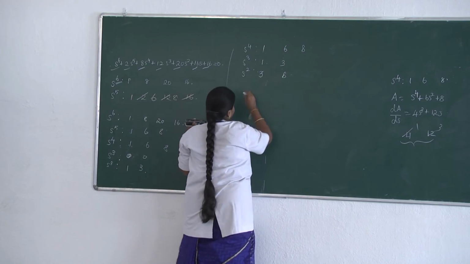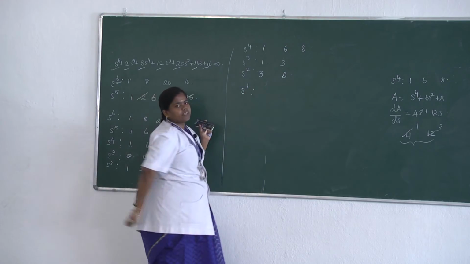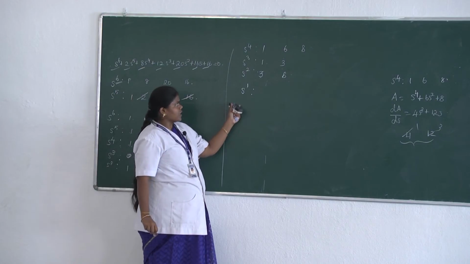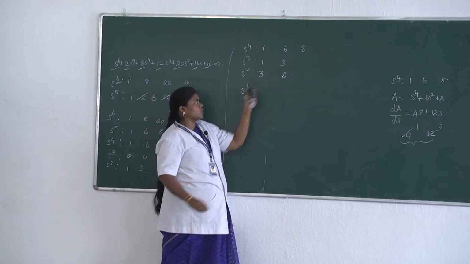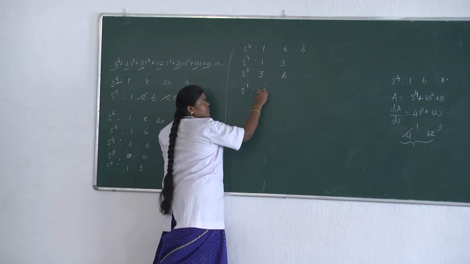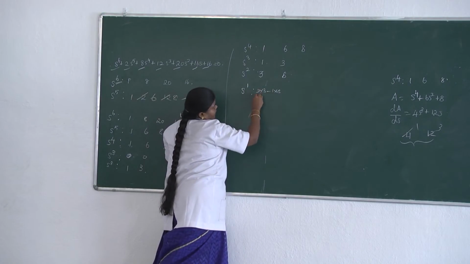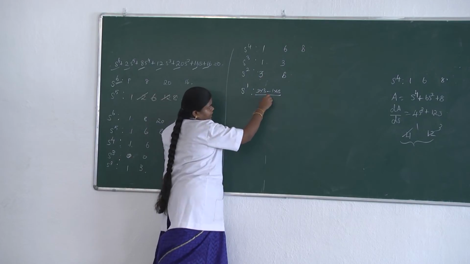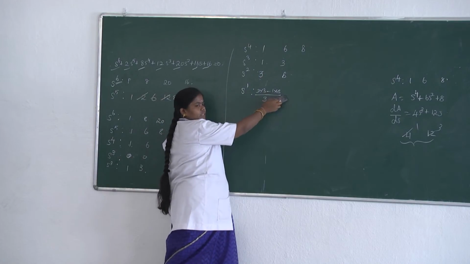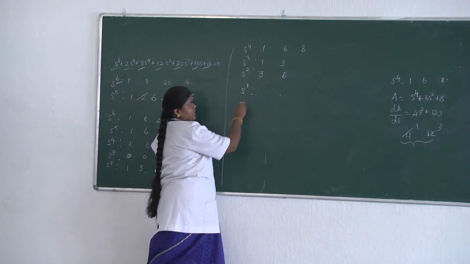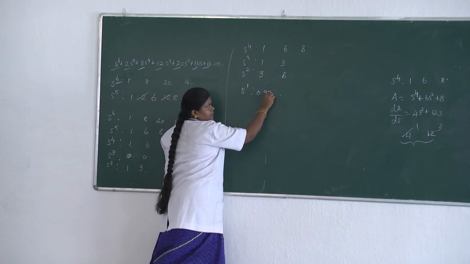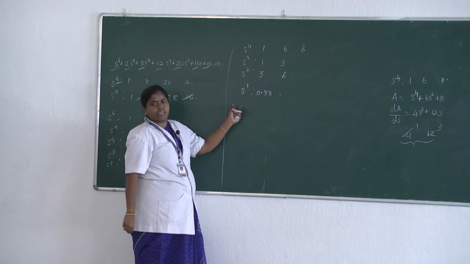So this is 8. So we are going to construct the next row of the Routh array. So the next row is given by 3 into 3 minus 1 into 8 divided by this one, that is 3. So it is given by 9 minus 8 by 3, which is 1 by 3. And that 1 by 3 is equal to 0.33. This is the s power 1.